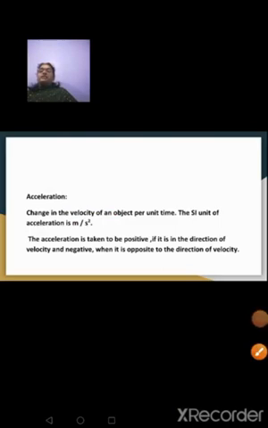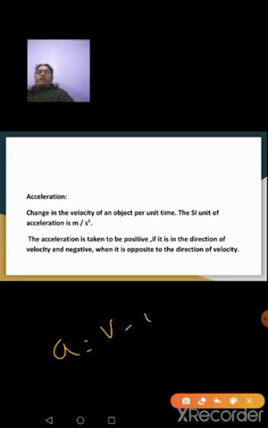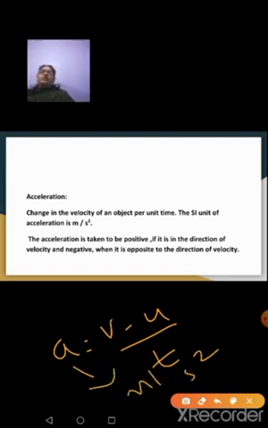Let's learn about acceleration. Acceleration can be defined as rate of change of velocity, or change in velocity of an object per unit time. Remember the formula for acceleration: small a is equal to v minus u upon t. Here v stands for final velocity, u stands for initial velocity and t stands for the time taken. The SI unit for acceleration is meter per second square.